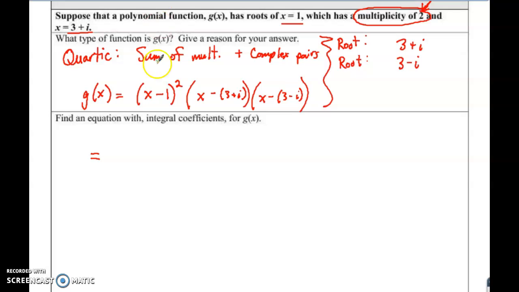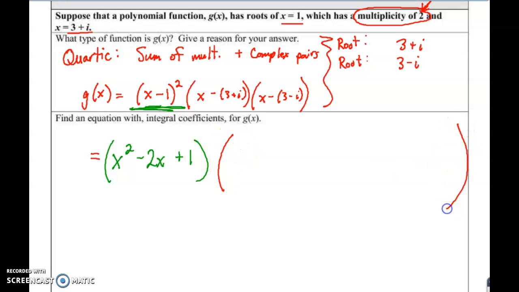I imagine you guys could probably do this part without me explaining, x squared minus 2x plus 1. Just make sure you don't forget to FOIL. I have students forget to FOIL all the time, because this is really x minus 1 times x minus 1. So double check my math is correct here. Let me explain the next one with a lot more work.